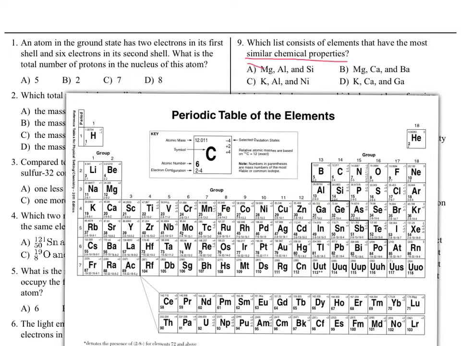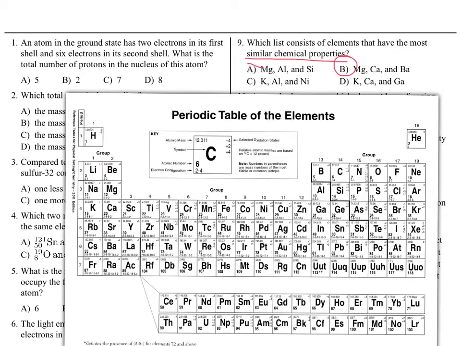Choice B, we have magnesium, calcium, and beryllium. Now these are in the same column. They have the same oxidation number, the same valence electrons. All of these elements tend to want to lose 2 electrons to obtain stable noble gas electron configuration. So they will have very similar chemical properties.